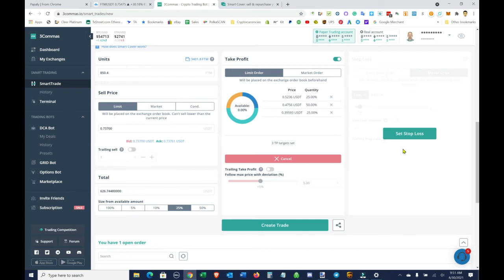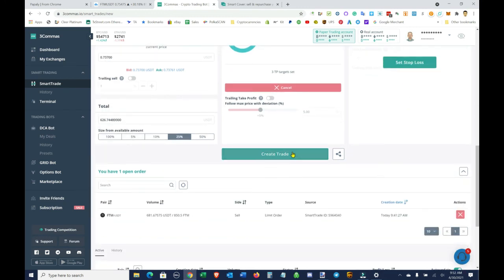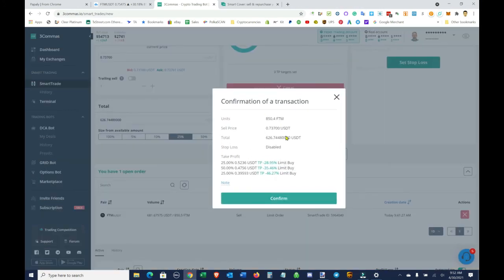But I already own some already. I'm willing to sell it now, so I'm certainly not going to do a stop loss in this case. So I'm going to create the trade, and basically this is saying I'm working with this 25% of the units that I have. I'm selling it now at this 73. Hope that price is still the same. And then it's dollar amount and stop loss disabled. So 25% at this level, 50 at that. And okay, so confirm.